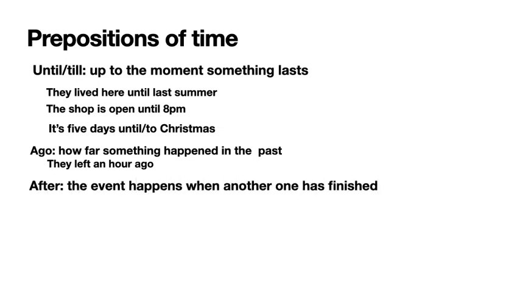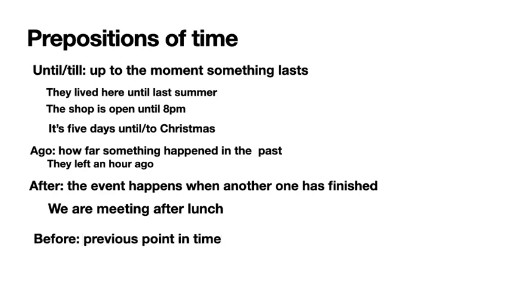After refers to an event that will happen when something else is finished. For example, we are meeting after lunch. That means first we have lunch and then we are meeting. If we refer to the event that happens before, then we use before, obviously. So it's a previous point in time. What are we going to do before the meeting? Having lunch. So they are having lunch before they meet. I hope this is clear.